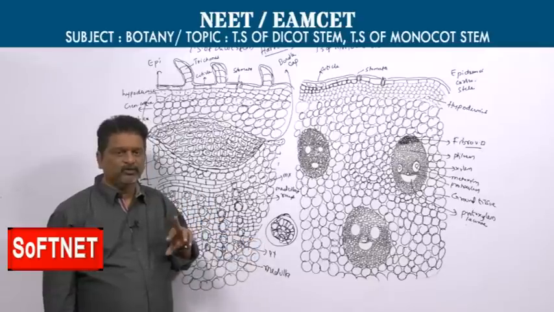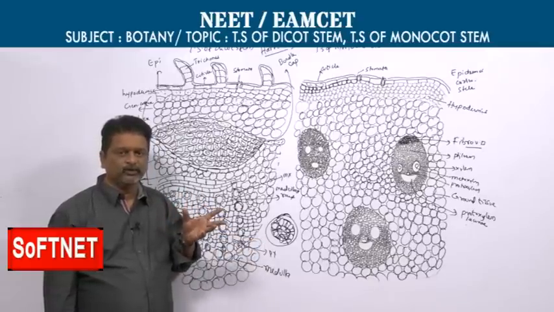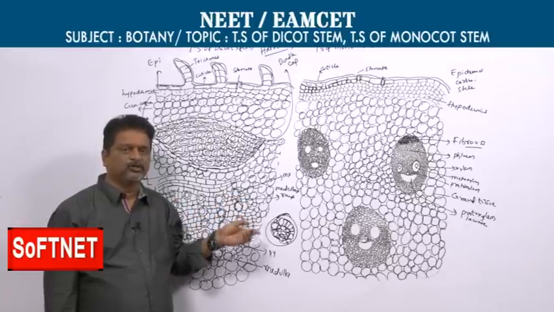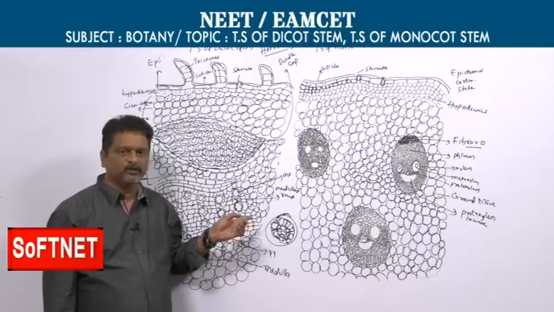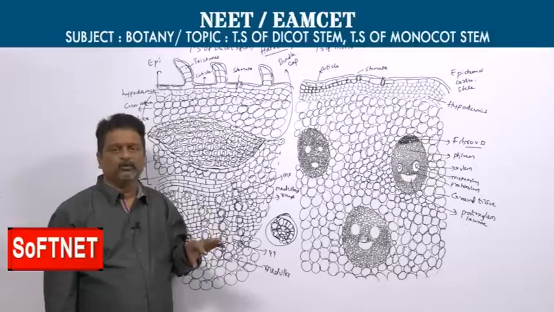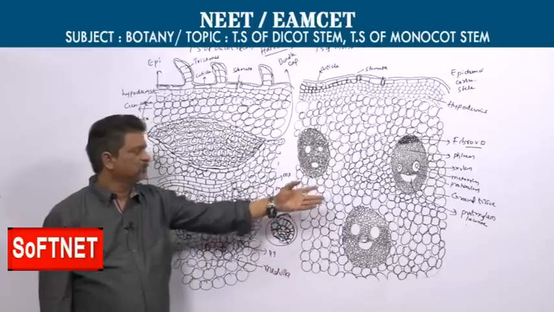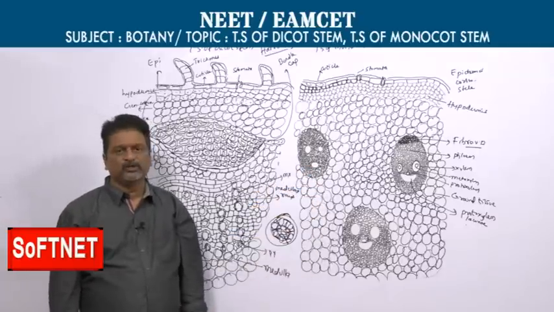Then individually, dicot root contains limited vascular bundles, generally tetrarch. Dicot stem contains limited vascular bundles, 10 to 20. Monocot root is polyarch, more than 6 vascular bundles. Numerous vascular bundles are present in monocot stem.